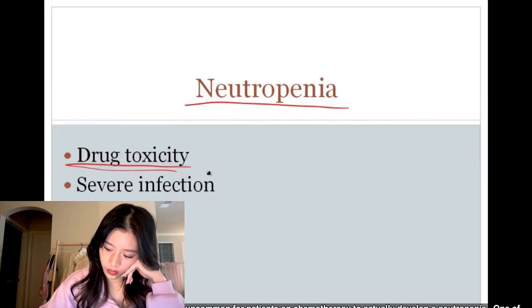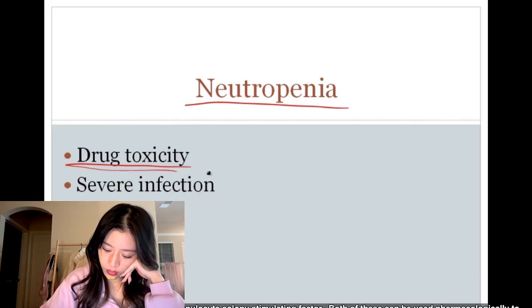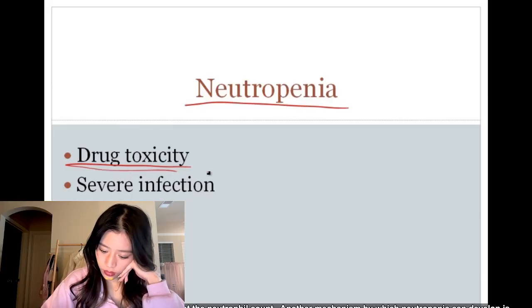One of the pharmacologic tie-ins here is that such a neutropenia would be treated with GM-CSF or GCSF. GM-CSF, granulocyte monocyte colony stimulating factor, and GCSF is granulocyte colony stimulating factor. Both of these can be used pharmacologically to boost granulocyte production in a patient, for example, that is undergoing chemotherapy. And examiners like you to know that both GM-CSF and GCSF can be used to boost the neutrophil count.